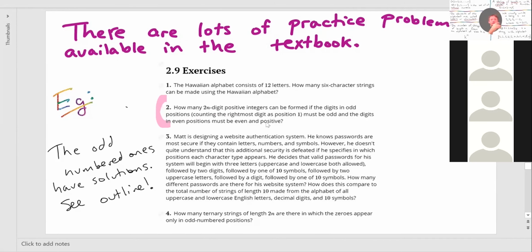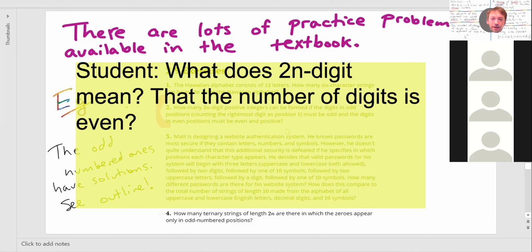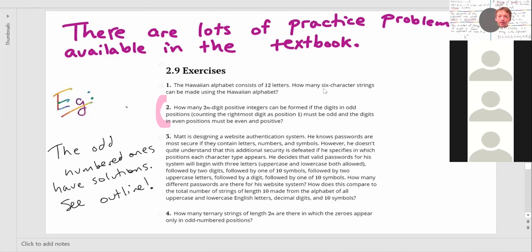So how many of these 2n digit positive integers are there, where odd positions have to be odd and even positions have to be even and positive? The number of digits is even, in particular it's equal to 2n. So I guess this should say at the beginning, for any n in the naturals. For every different n, it's going to be a different answer.